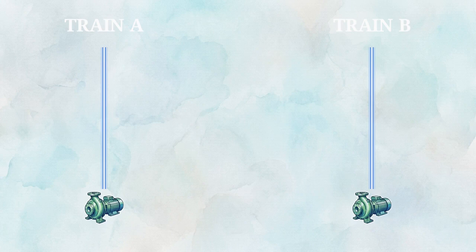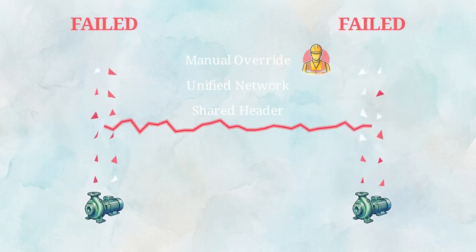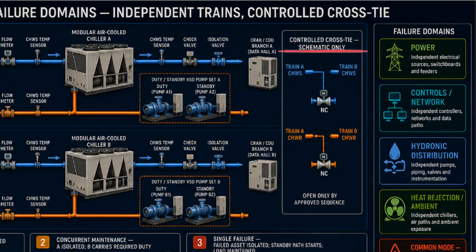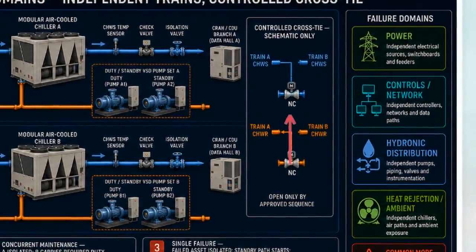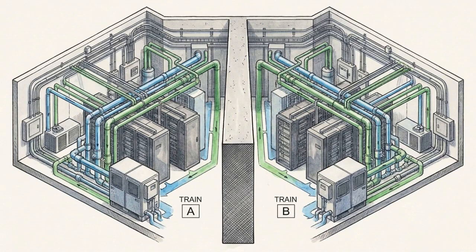Shared water headers, unified cyber networks, or improper manual overrides by personnel can bridge these independent domains, taking down both trains simultaneously. To mitigate this risk, piping crossties between independent trains are strictly controlled. They utilize motorized isolation valves that are normally closed and are only permitted to open under highly scrutinized, pre-approved automated sequences. Simply having extra cooling capacity does not equal redundancy. True resilience requires the strict physical and logical separation of every critical cooling path.